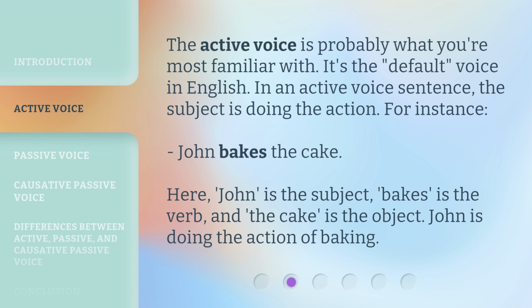The active voice is probably what you're most familiar with. It's the default voice in English. In an active voice sentence, the subject is doing the action. For instance, John bakes the cake. Here, John is the subject, bakes is the verb, and the cake is the object. John is doing the action of baking.